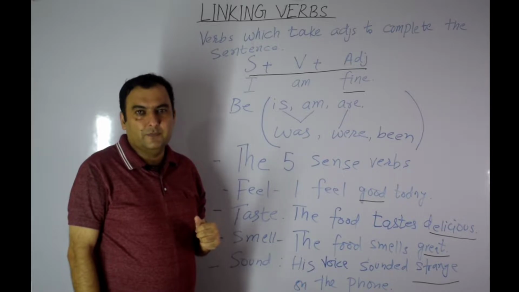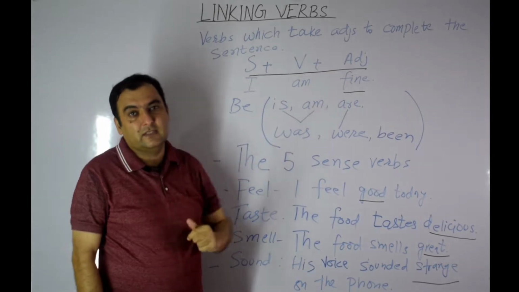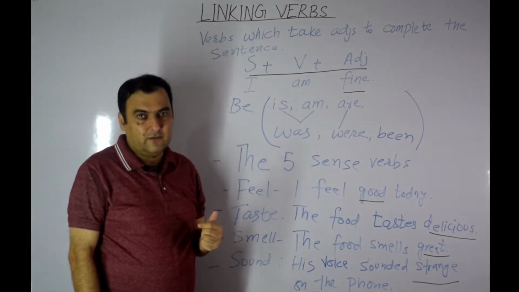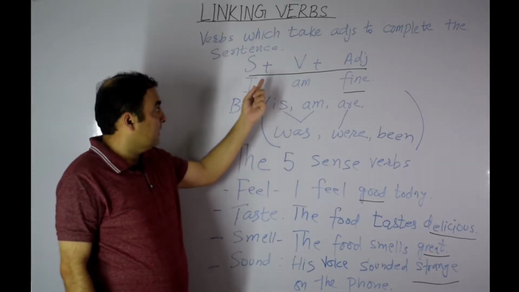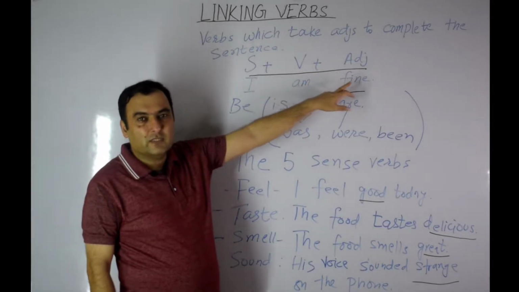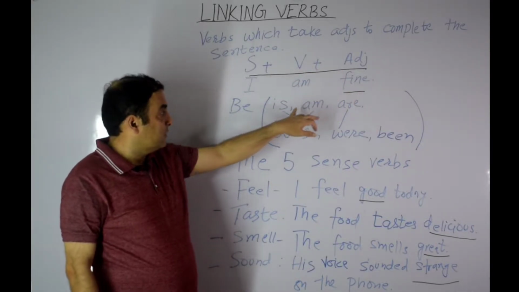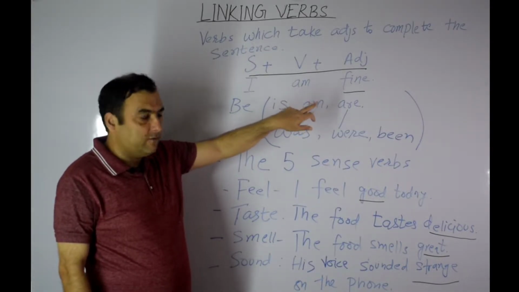So linking verbs. What are linking verbs? Well, linking verbs are verbs which take adjectives to complete a sentence. We have the structure here. For example, we have the subject, then verb, and of course the adjective. The most common linking verb is the verb to be and its different forms.